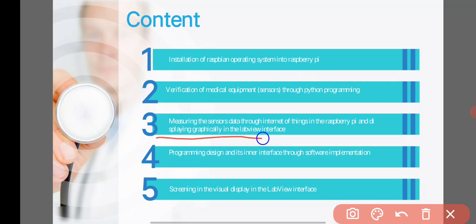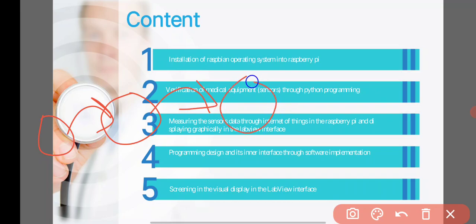Then we measure the sensor data through the Internet of Things using the Raspberry Pi and display it graphically in the LabVIEW interface. It means the data fetched from the sensors will be sent to the internet, and from the internet we will display it in LabVIEW. So it is all about SIL: S means sensor, I means internet, L means LabVIEW, the software interface where we display the medical data.